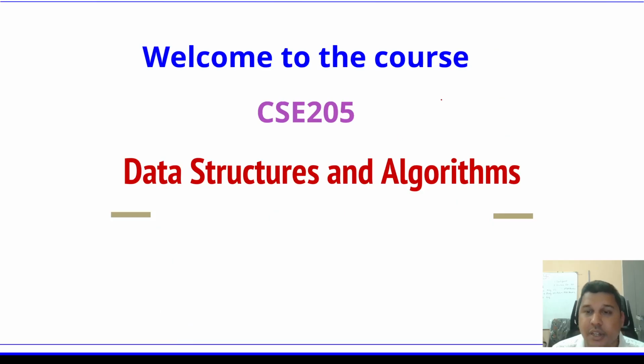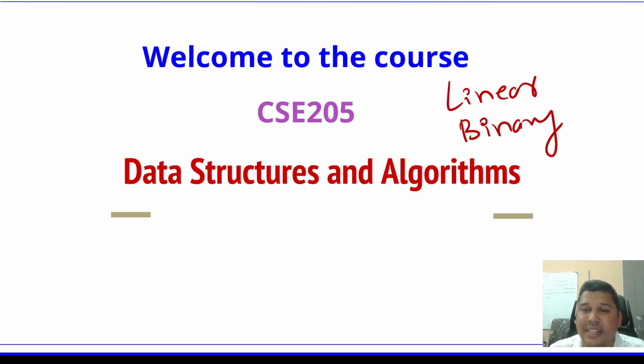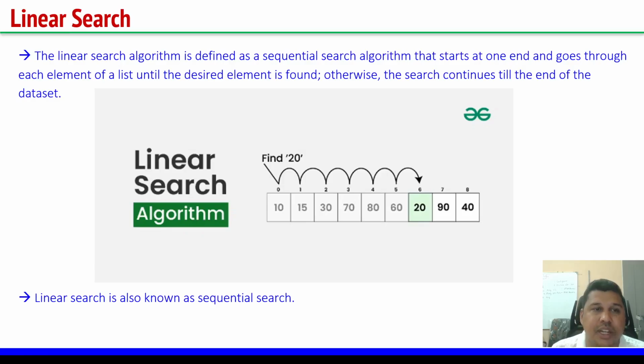We have two ways of doing it. One way is linear search, the other way is binary search. So what is this linear search? Let's try to understand. Linear search is also called sequential search. How does it work? Here I have elements 10, 15, 30, 70 and so on, and the key given to search is 20.